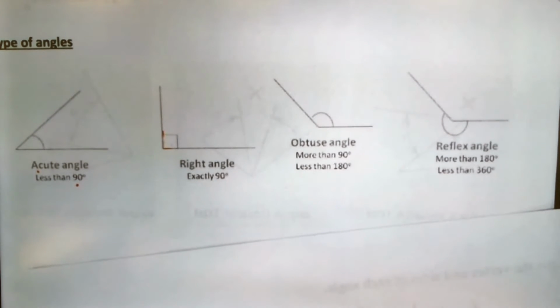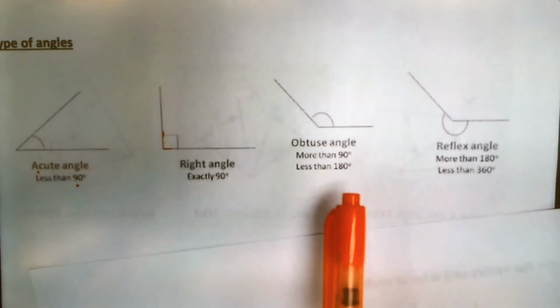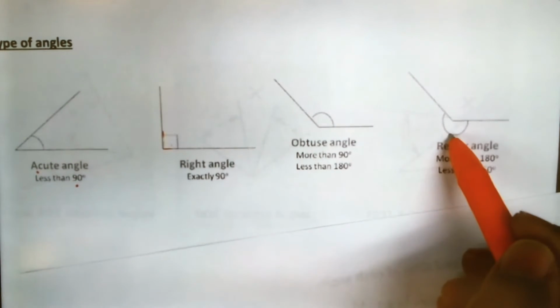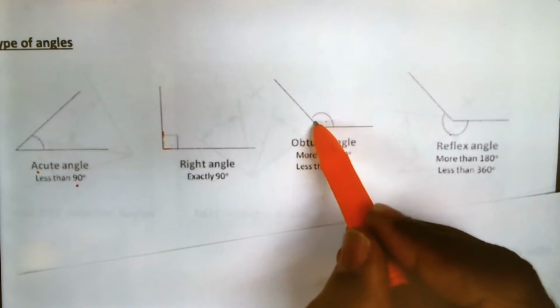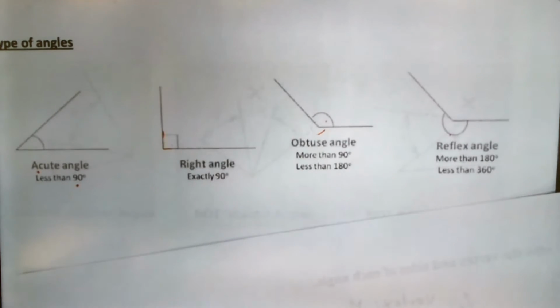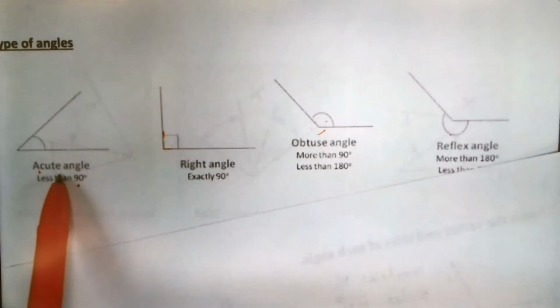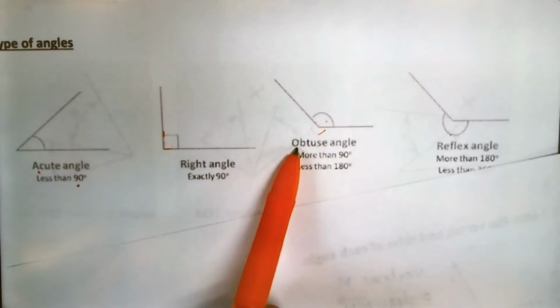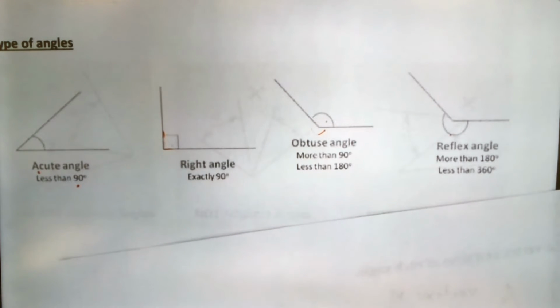The next one is obtuse. If the angle is more than 90 and less than 180 degrees, that is known as an obtuse angle. And there's another, the reflex angle. This angle is obtuse, and the other angle is known as the reflex angle. So mainly we should know the acute angle, that is less than 90. A right angle is 90, and an obtuse angle is more than 90 and less than 180 degrees.